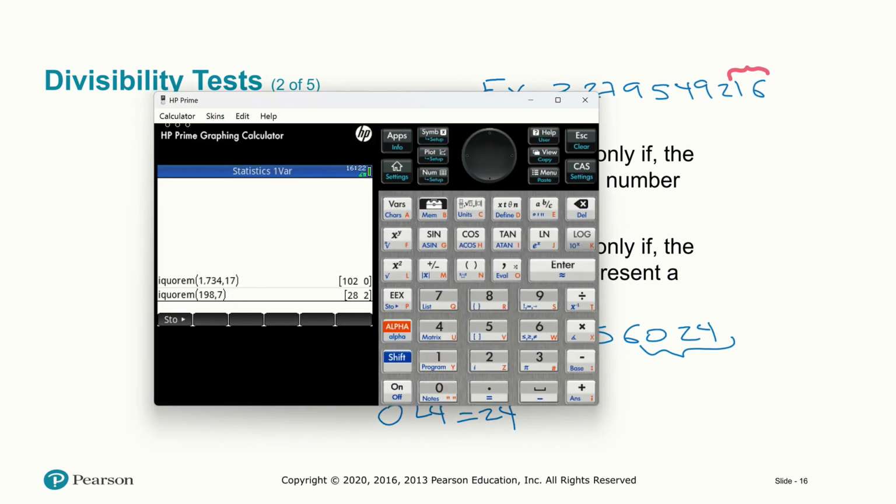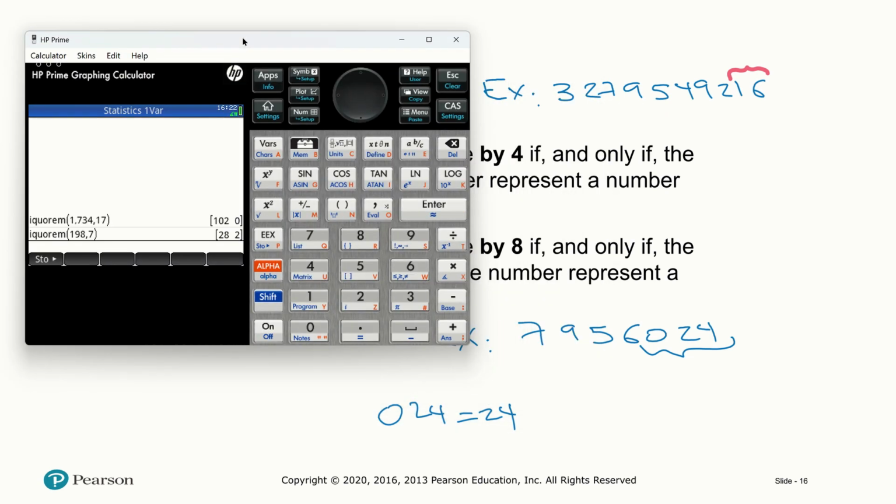You can, of course, verify by doing the division. So 7, 9, 5. But why don't we use our IQOREM rule, right? Why don't we use our IQOREM rule? So we want to see what happens when you divide 7, 9, 5, 6, 0, 2, 4.